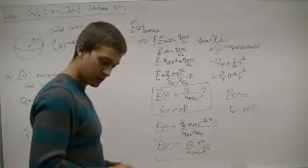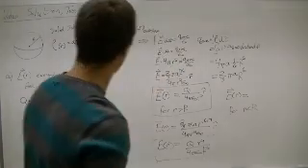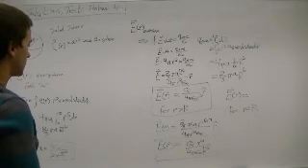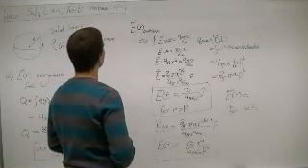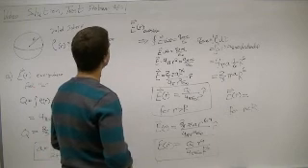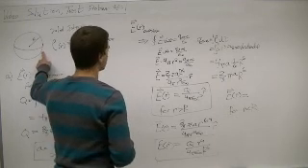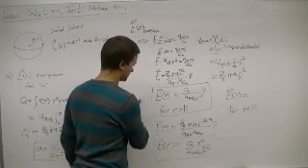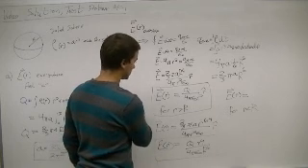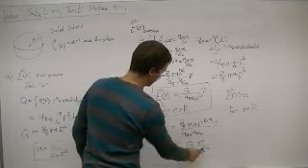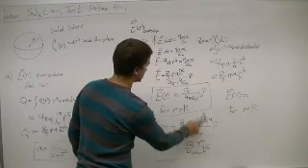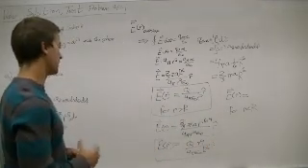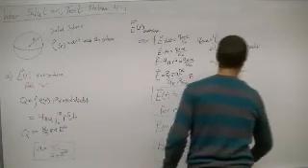Then part B. The electric field at the radius of the sphere should give you the same value for either one of these. If we plug in little r equals big R here, it cancels out, and it does give you the same value for both of them. So that's what it is at the surface.